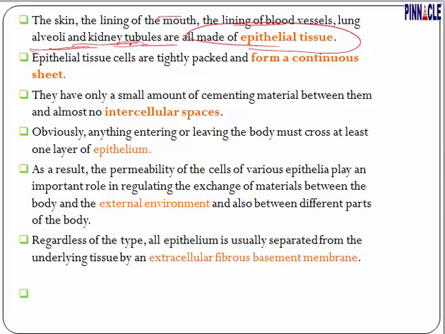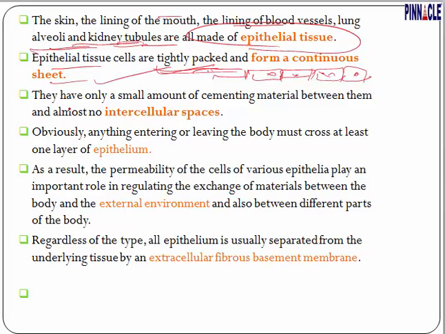These are the kidney tubules and lung alveoli. You can say the lining is made up of epithelium tissue. Epithelium tissue cells are tightly packed and form a continuous sheet, just like this. This will be epithelium tissue in this format. This is cells, and we are studying animal tissue.